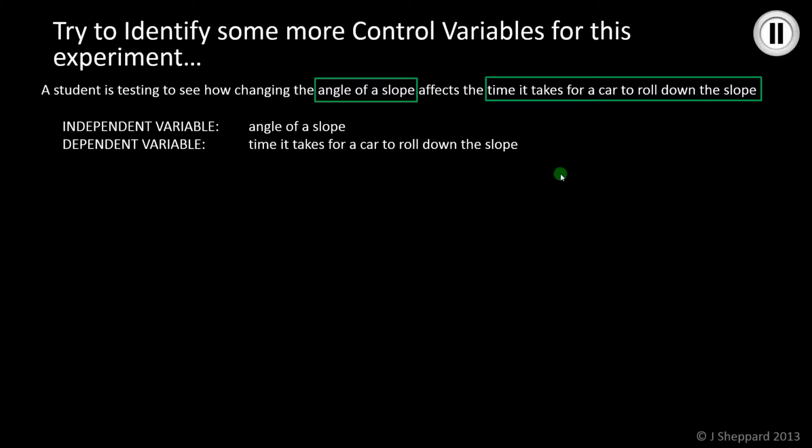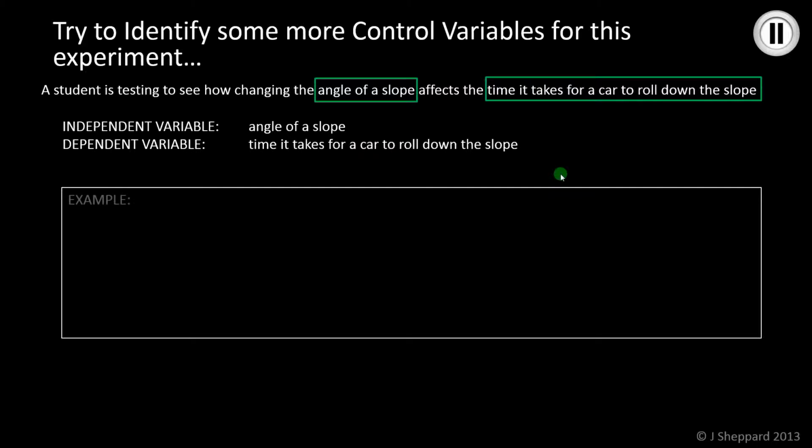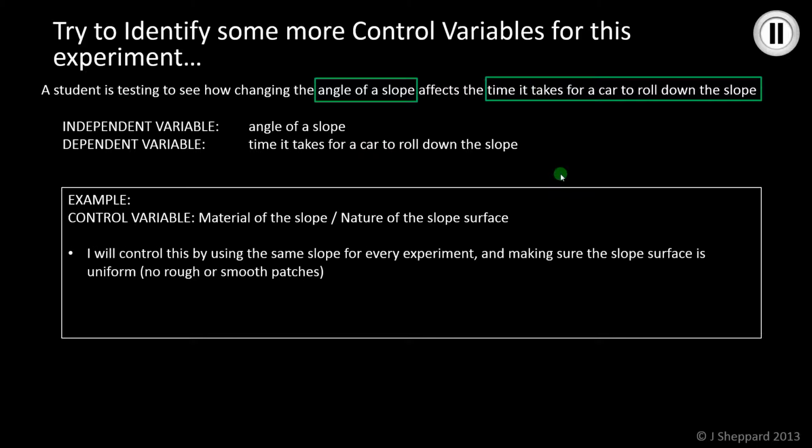Okay, so let's look at some of the ones that I thought would be a good idea, and you may have others, that's fine. I said the material of the slope, or possibly the nature of the slope surface. If we change that, it's going to have an effect. So I'll control this by using the same slope for every experiment, that's very easy to do. And also a little bit more detail, rather than just saying same slope, is to make sure the slope surface is uniform, so the same all the way down, and the same all the way across.